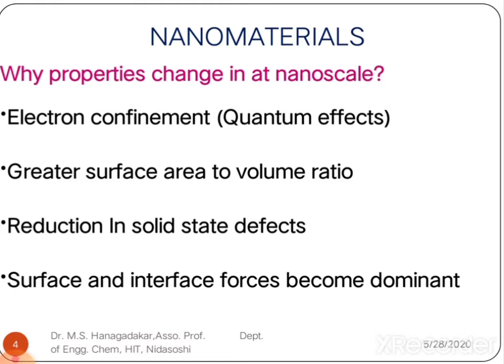Why do the properties of nanomaterials change as compared to bulk materials? The important fact is that properties change when you convert the bulk material to the nanoscale. The important reasons are what? The first one is electron confinement or quantum effects. This is elaborated by taking a specific example.